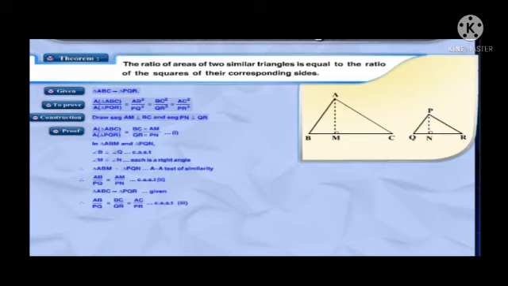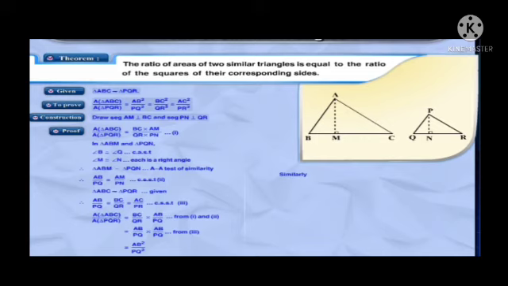Therefore, we get area of triangle ABC upon area of triangle PQR, which is equal to BC upon QR into AB upon PQ from 1 and 2, which is equal to AB upon PQ into AB upon PQ from 3. Therefore, we get AB square upon PQ square.